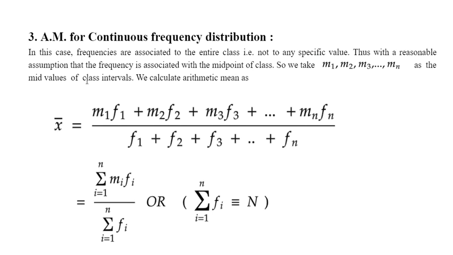Now, the next type is arithmetic mean for continuous frequency distribution. We have written the same formula as the previous one, but here we have just replaced x1 by m1, x2 by m2, and xn by mn. Why have we written it like this? I will explain it using an example.